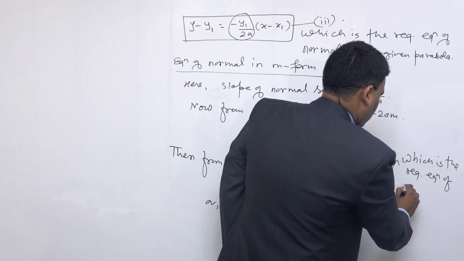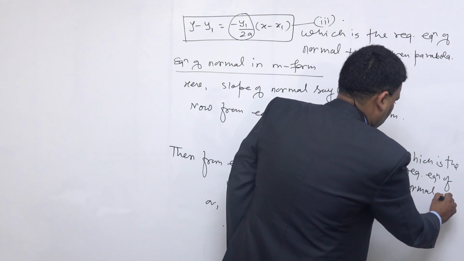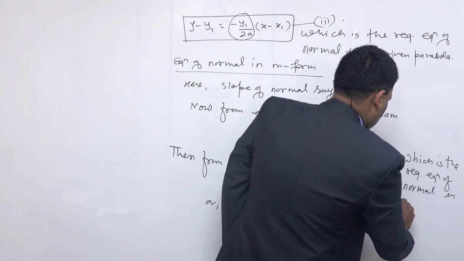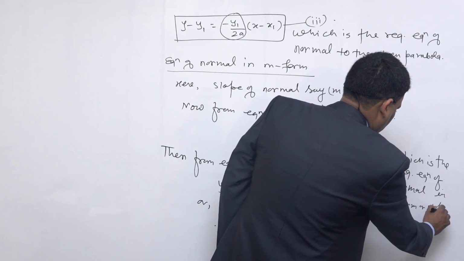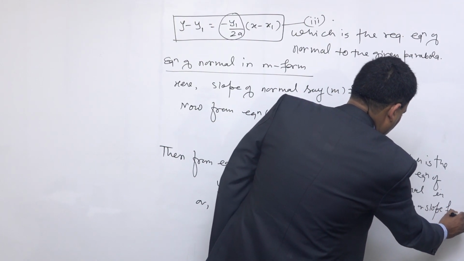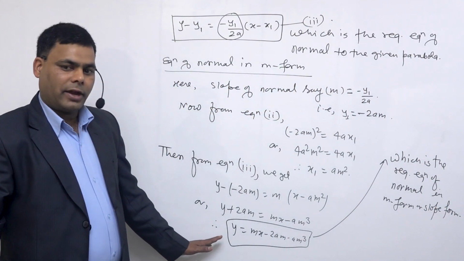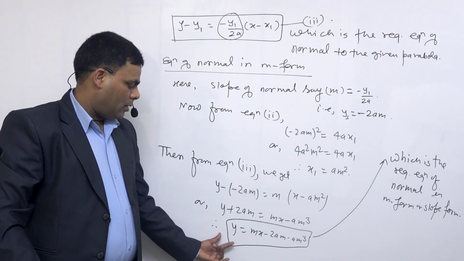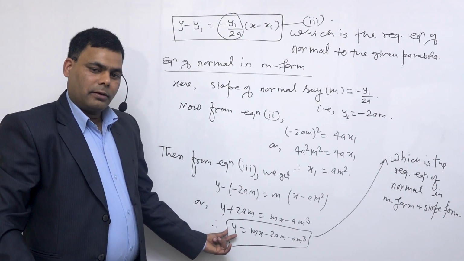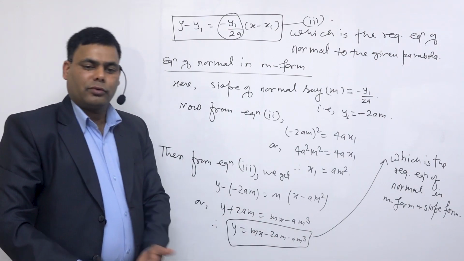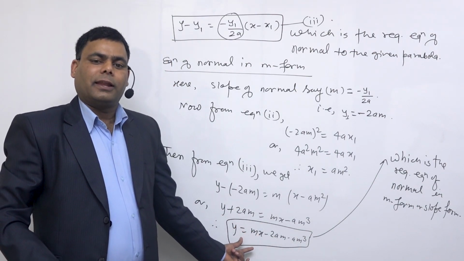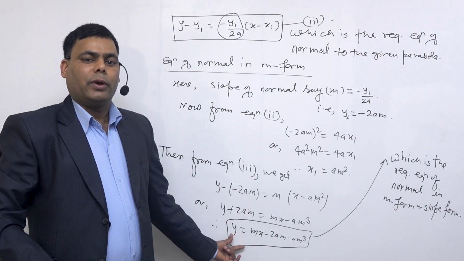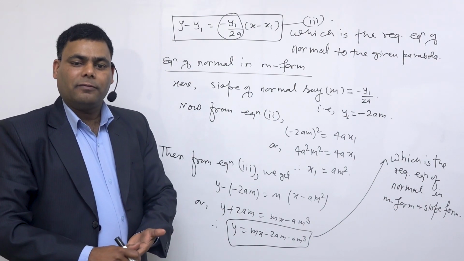Required equation of normal in m form or slope form. In this way, we can find the equation of normal in m form, like y equals mx minus 2am minus am cube. Equation m को टर्ममा भएकोले यसलाई m form भनेको हो, where m represents the slope of normal.